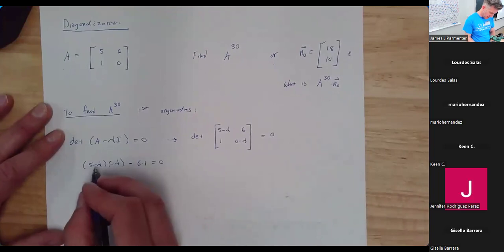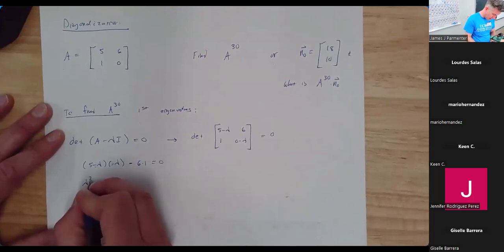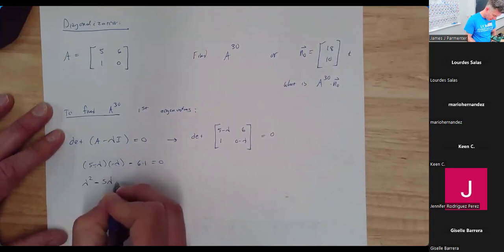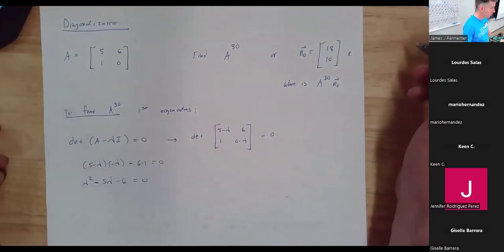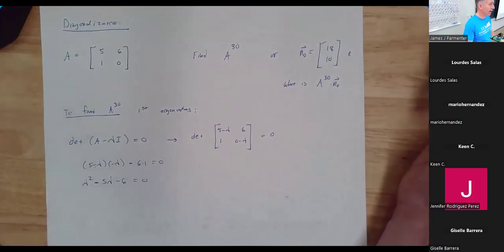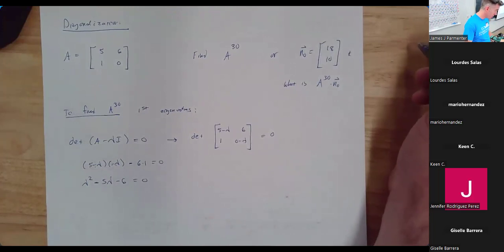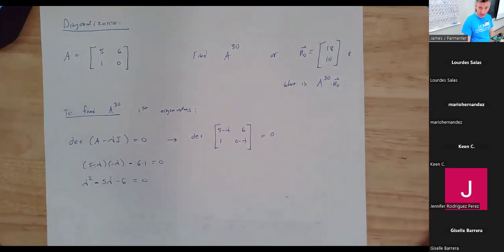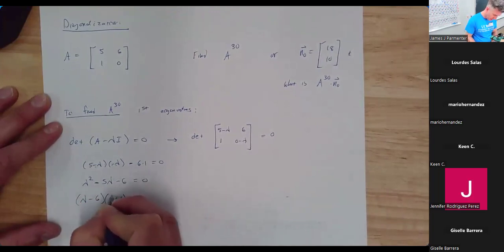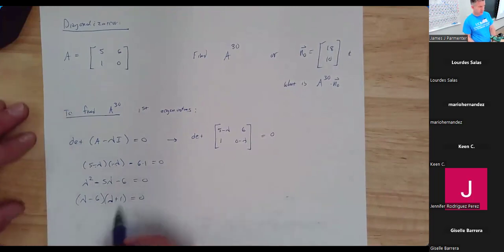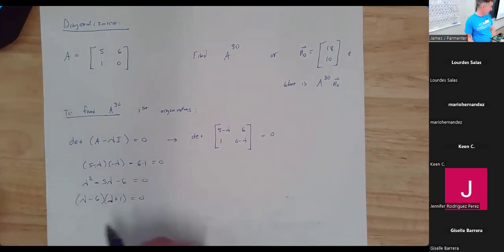Multiply it out. Negative lambda times negative lambda is lambda squared. 5 times negative lambda is minus 5 lambda, minus 6 equals 0. Hopefully it will factor. If it doesn't factor, you do have to use the quadratic formula. Hopefully that won't be the case. Factor, you get lambda minus 6 times lambda plus 1. Be careful with these sixes and fives. Sometimes it's a six and a one, sometimes it's a two and a three, depending on what the signs are. So just be extra careful.